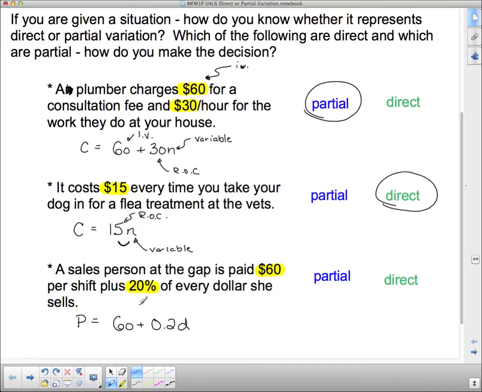Now, once again, we've got an initial value, and we've got something multiplying the variable, which is the rate of change. And then here's our variable. So since we have both an initial value and a rate of change, this is partial variation.